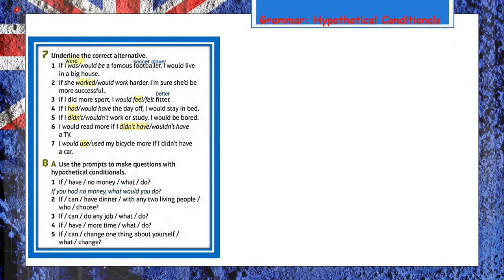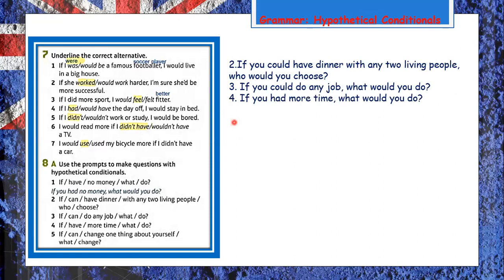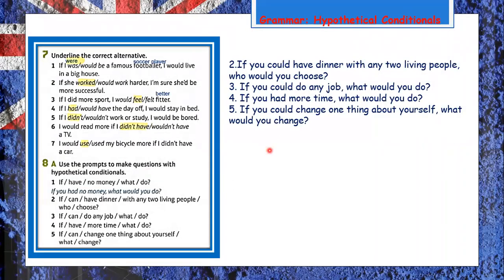In exercise 6A, sorry, you need to use a prompt to make questions with the hypothetical conditions. So you always have an example in order to give you an idea of what to do. If I had no money, what would you do? Number 2, if you could have dinner with any two living people, whom would you choose? Number 3, if you could do any job, what would you do? 4, if you had more time, what would you do? 5, if you could change one thing about yourself, what would you change? And in this part, you need to read as well in order to practice hypothetical conditionals.